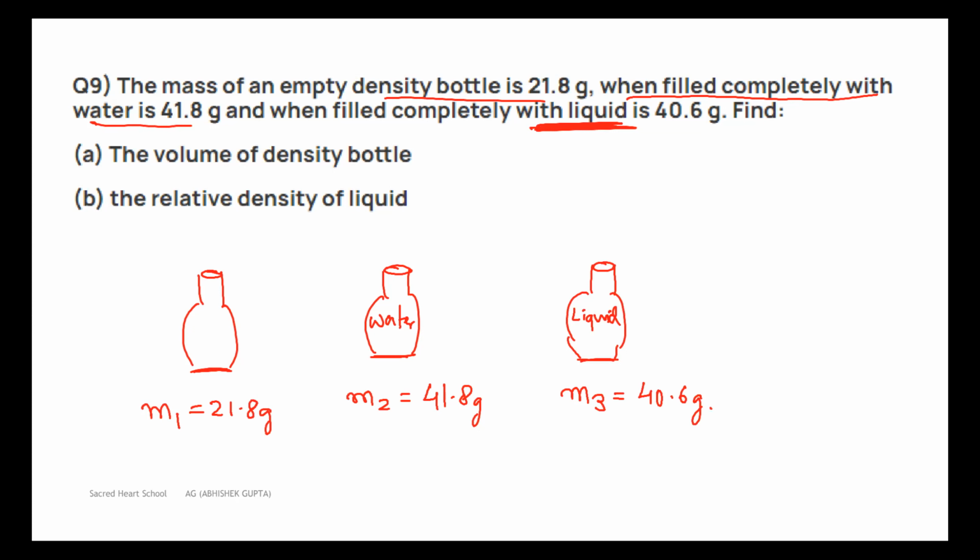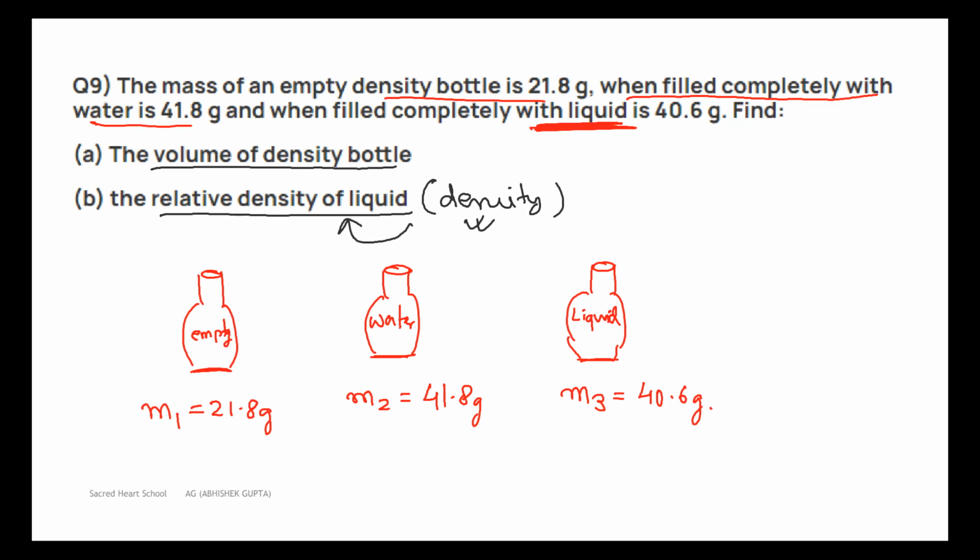Now, from all these three pieces of information, we have to calculate the density, volume of the density bottle and relative density of the liquid. Once we can calculate the density, relative density will be easy to calculate. Come on, think, how will you do it? This is the mass of the empty bottle. Empty. This is the mass of bottle plus water. This is the mass of bottle plus liquid.